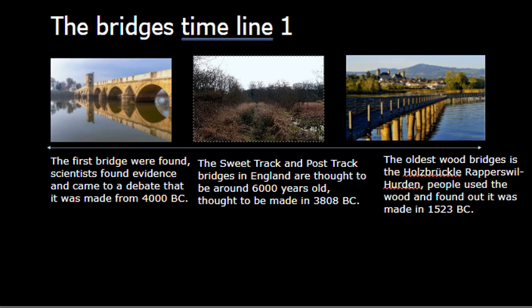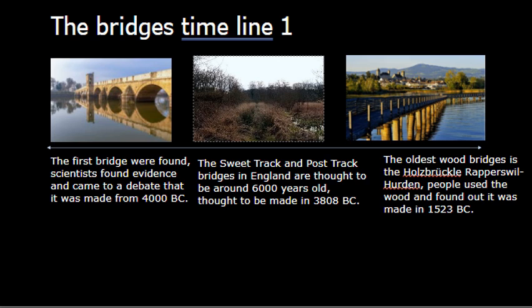The bridge timeline 1. The first bridge was found. Scientists found evidence and came to a debate that it was made in 4000 BC. The Sweet Track and Post Track bridges in England are thought to be around 6,000 years old. They are thought to have been made in 3800 BC.